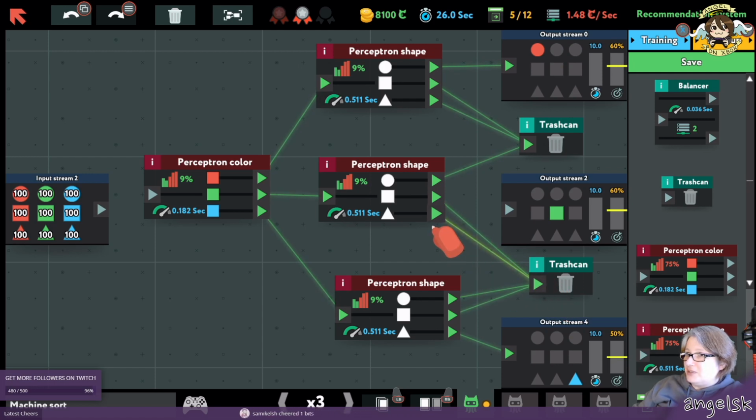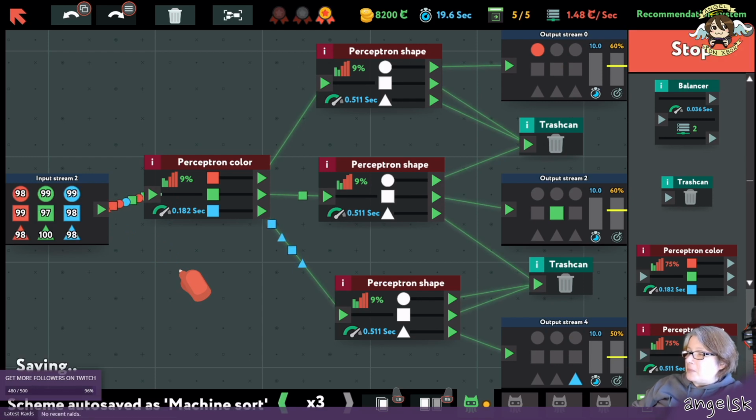No, hang on. What is supposed to be going into here? Green square. Yes, I think I just grabbed the wrong triangle bit. Thank you very much, Duncan, for pointing that out. That could have been embarrassing.